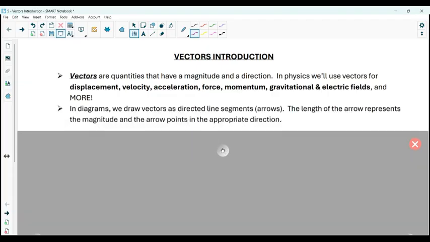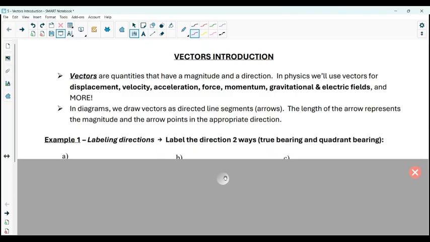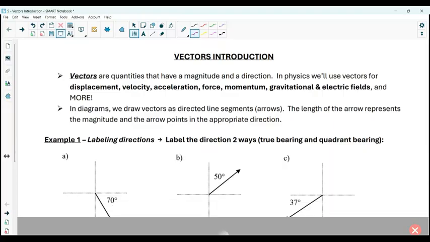So in diagrams, when we draw vectors, we're going to draw them as arrows, right? Straight arrows. And the length of the arrow is going to represent the magnitude of the vector. Longer arrow means more magnitude. For the example of force, longer arrow means more force. For velocity, longer arrow means higher velocity. The direction, of course, is going to point in the direction that the vector goes. So let's first look at a couple of examples.